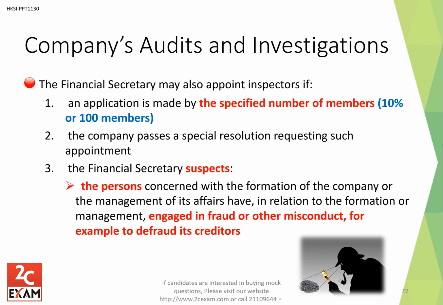Additionally, if the company's general meeting passes a special resolution to appoint an inspector, the financial secretary must comply and arrange for an inspector to conduct the investigation. The third situation is when the financial secretary has suspicions about the company. For example, if they suspect that there is improper conduct in the company's business or composition, which may harm the interests of the company's members or creditors, they can order an investigation into the company to see if anyone is engaging in fraud or other misconduct.